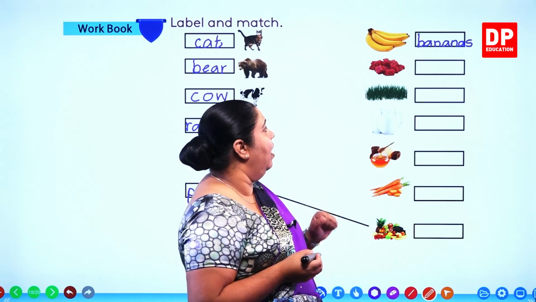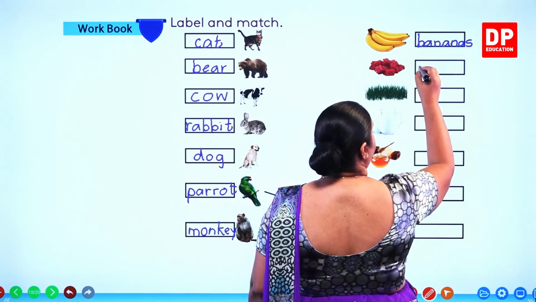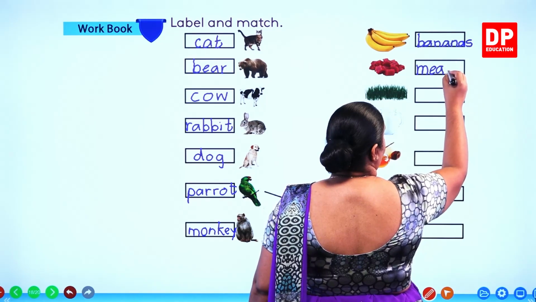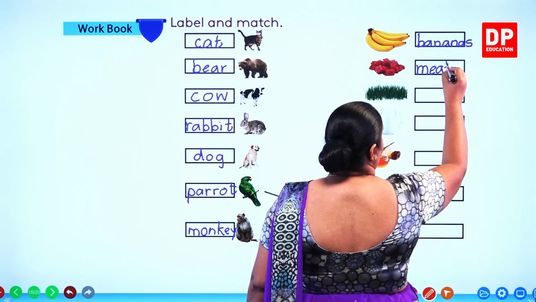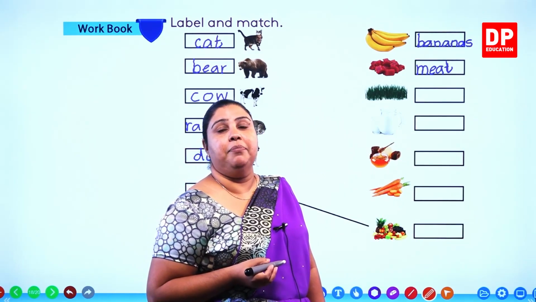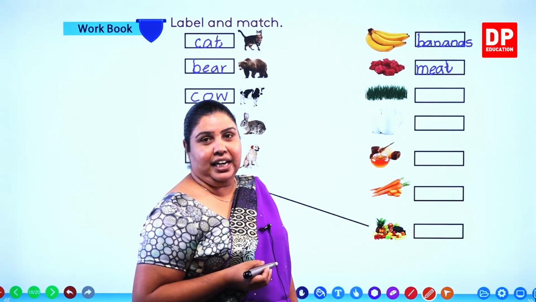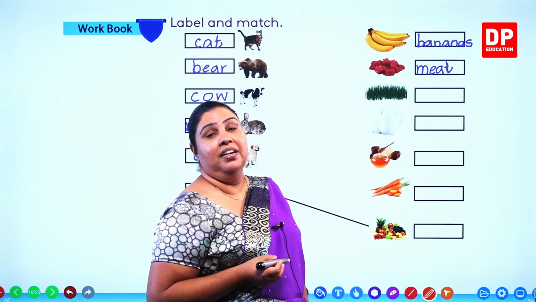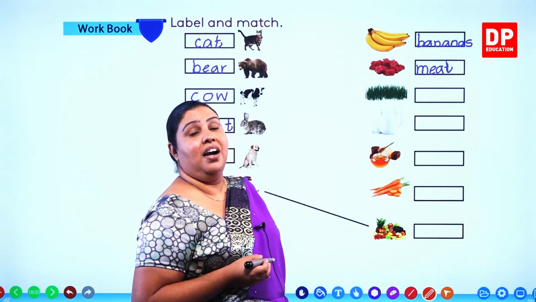Meat. How are we going to write the word meat? M-E-A-T. Meat. Right? Then we have grass. Grass.